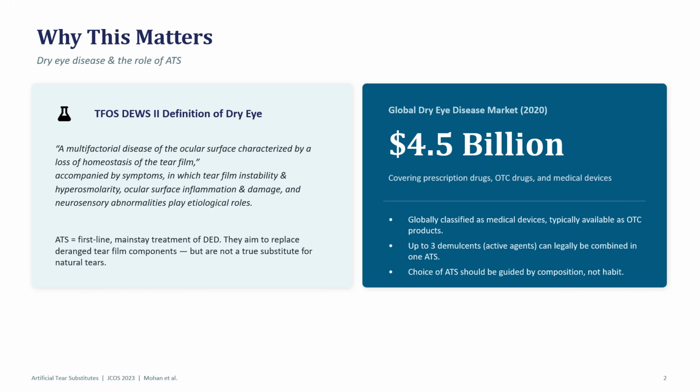Let's learn about what is dry eye. Dry eye is actually a multifactorial disease of the ocular surface characterized by loss of homeostasis of the tear film. This definition is very important to know what lubricant we have to use, which we are going to learn in the later part of this talk. It is accompanied by symptoms of tear film instability, hyperosmolarity, ocular surface inflammation and damage, and also neurosensory abnormalities. The global dry eye market is a very large market, and many people are suffering because of a lot of screen use and all.